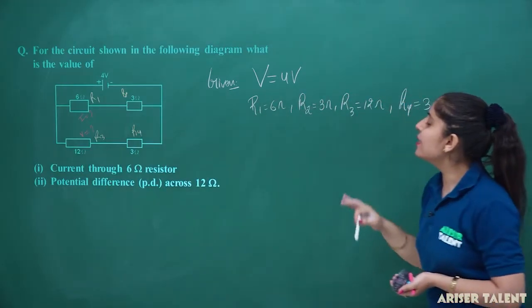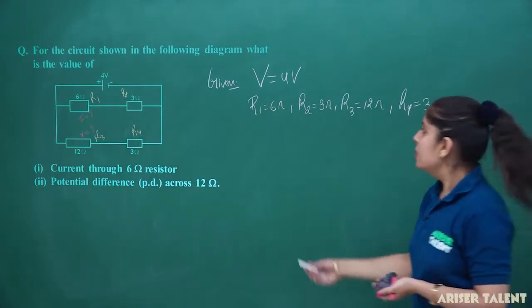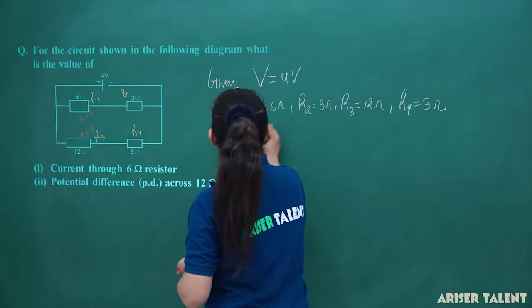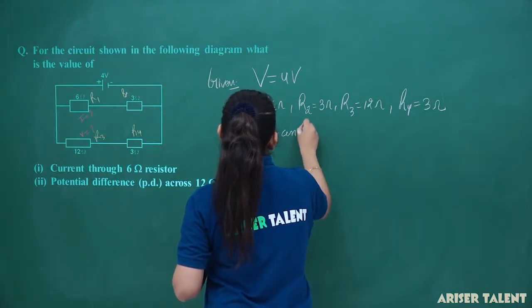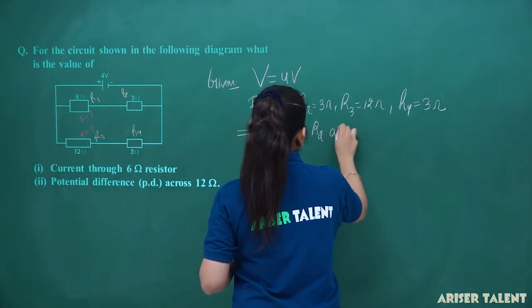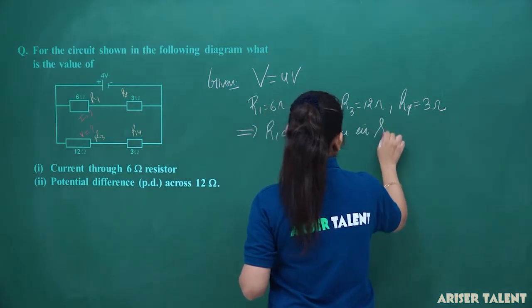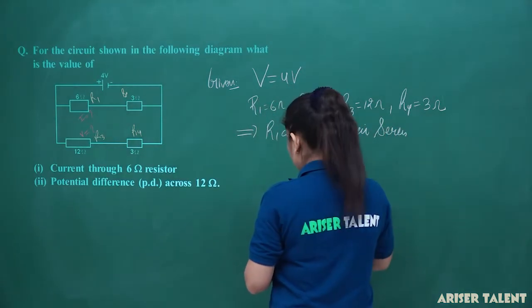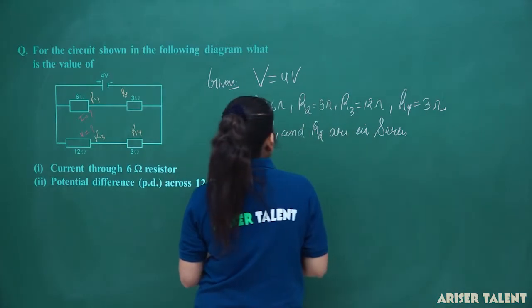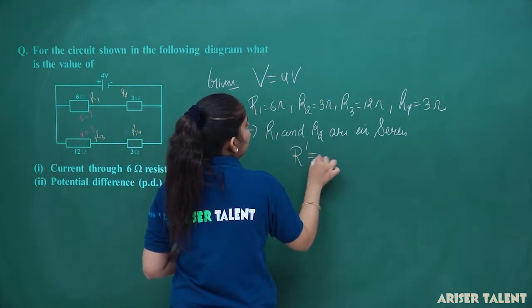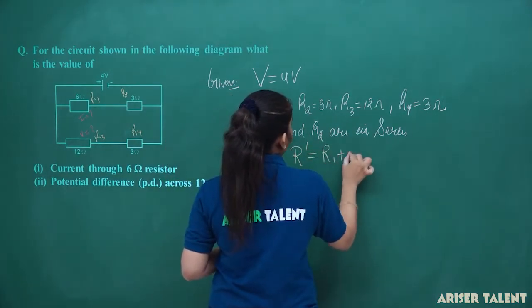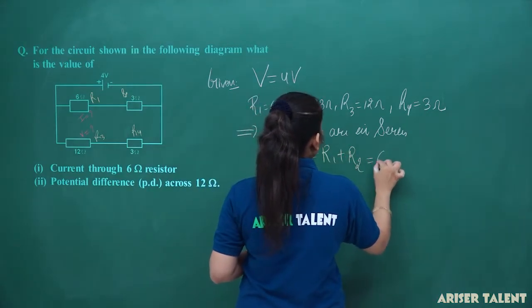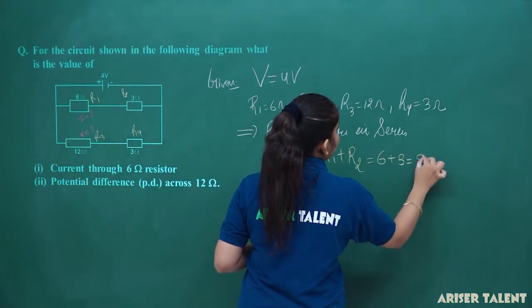You can see that 6 and 3 ohm are connected in series. So what I can write here, R1 and R2 are in series. So I can write it as R dash equal to R1 plus R2, and it came out to be 6 plus 3, that is equal to 9 ohm.